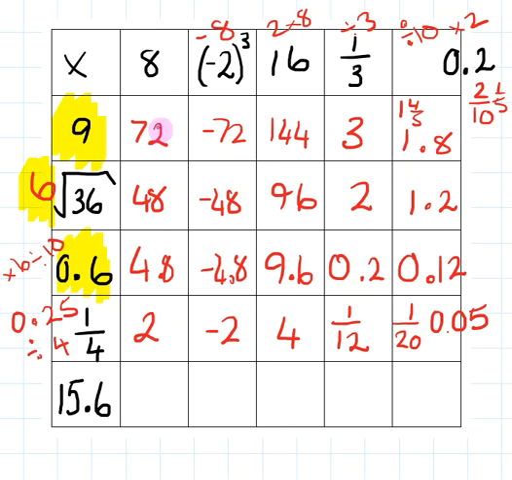So for this one, I'm going to add the 72 and the 48 to make 120. 120 plus the 4.8, 120.8. Is that right? Or should it be 124.8? It should be 124.8. The next column is now easy because it's just negative 124.8.